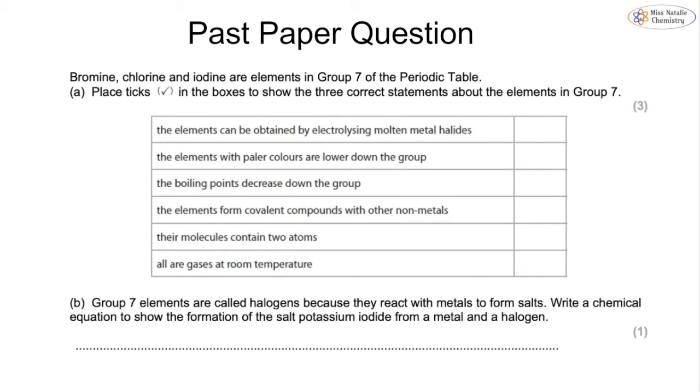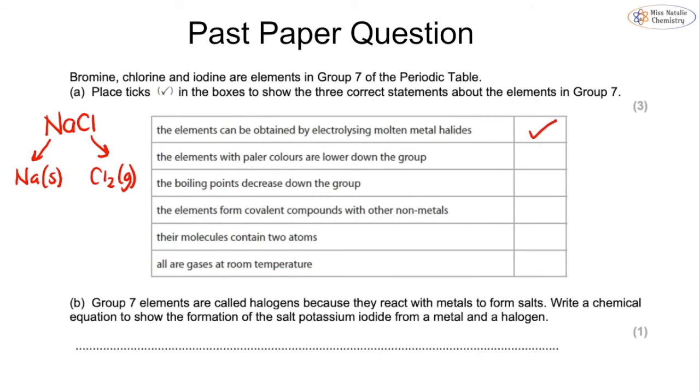So let's finish off by looking at a past paper question. So bromine, chlorine and iodine are elements in group 7, and we want to place ticks to show the 3 correct statements. So first statement, elements can be obtained by electrolyzing molten metal halides. Don't worry too much about this. This is probably more likely to be in triple, but this is from the old specification. That simply means that I can take a compound like NaCl and I can pass some electricity through it, and I will form sodium metal and chlorine gas. And that is a true statement.